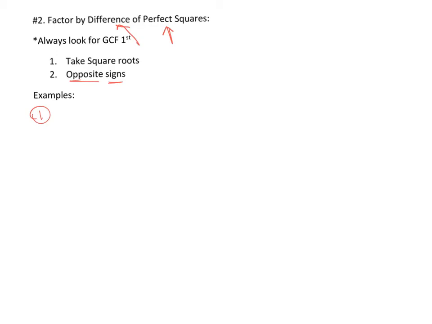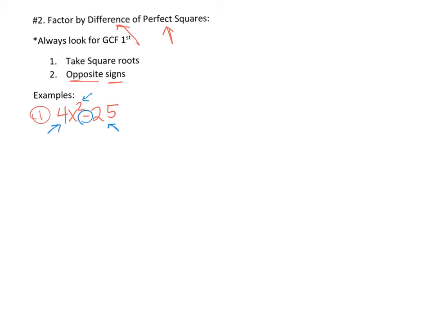Let's say that we have 4x squared minus 25. So the first thing that I notice here, 4 is a perfect square. X squared is a perfect square. 25 is a perfect square. And I'm subtracting. So all of the things that I need, the difference and the perfect squares, it's all or nothing. They're either all perfect or I can't use it. I either have subtraction or I don't.